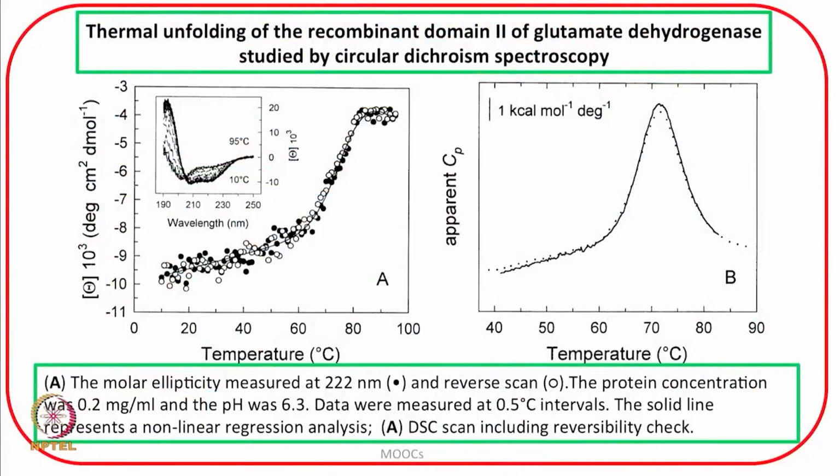Similarly, one can use circular dichroism spectroscopy. When we use circular dichroism spectroscopy, we usually talk about the near UV CD region and the far UV CD region. That is, we either talk about the tertiary structural changes or the secondary structural changes. Ellipticity in either the tertiary structural range or the far UV CD can be used to determine the thermodynamics of the process.